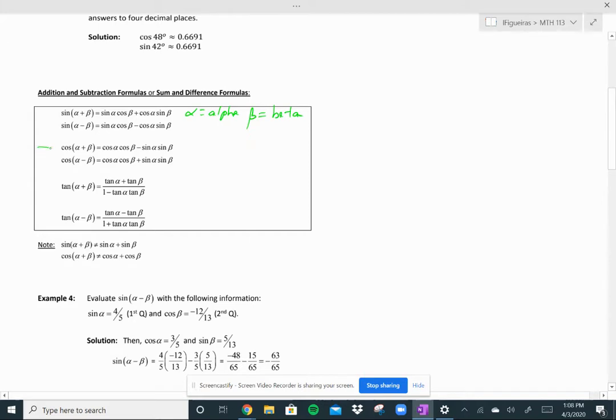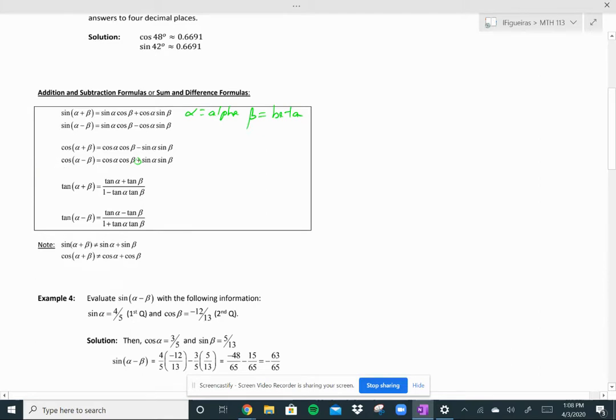So here the cosine of alpha plus beta is equal to the cosine of alpha times the cosine of beta minus the sine of alpha times the sine of beta. And again, the formula just below it is almost the same. Cosine of alpha minus beta looks like the formula above, except the middle term here is positive.